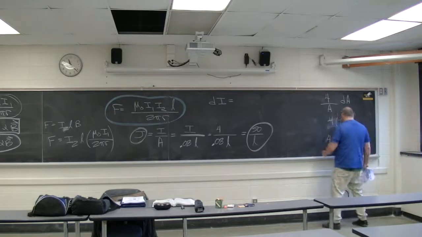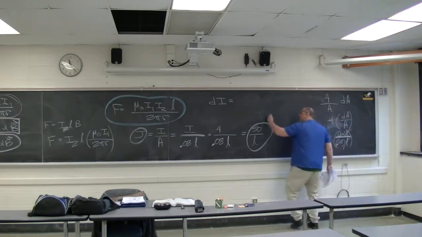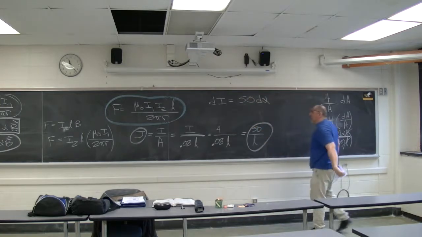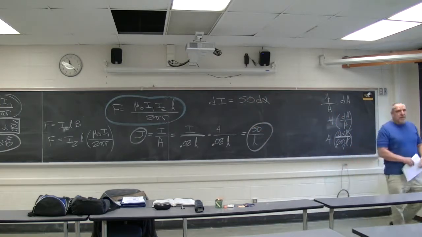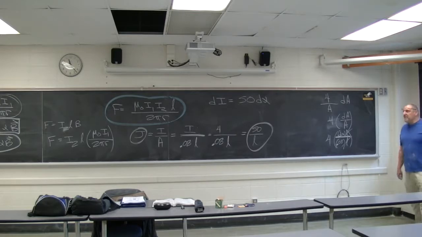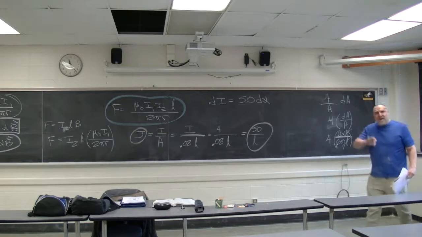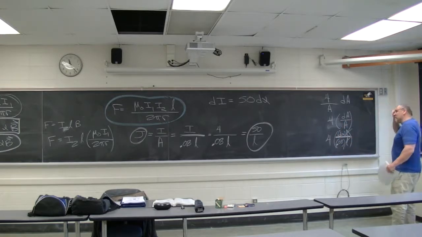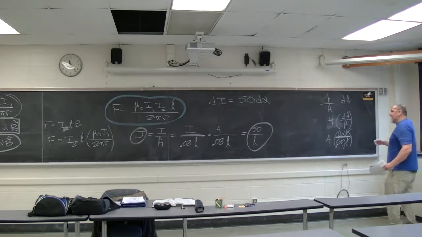50 dx. So to make a long story short, the di with the right mumbo jumbo units is going to be 50 dx. It's going to be 50 amps per width meter times a differential amount of meter. Is how it comes out. Okay? Where did the 50 come from? It came from doing a ratio.